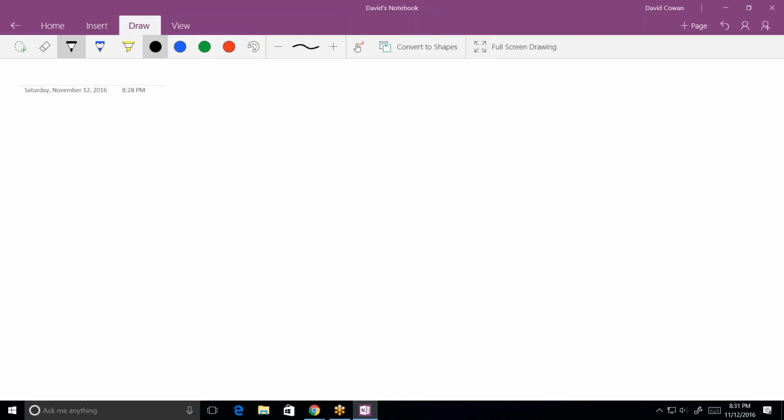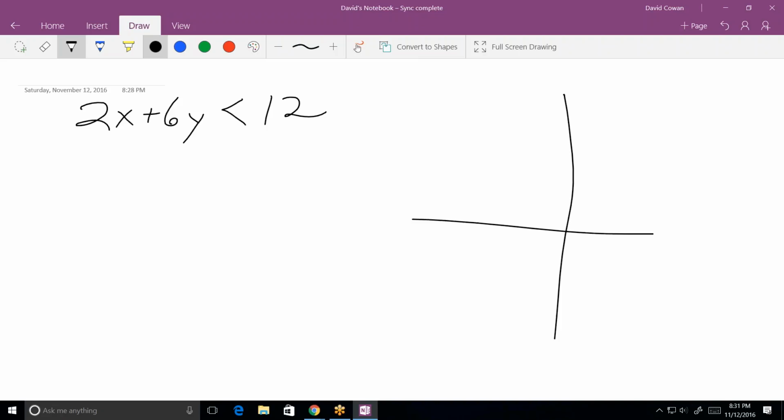Okay, 2x plus 6y is less than 12. Less than 0 or 2? 12. Okay. And we want to graph that? Yes. Okay. First thing we want to do is figure out that that's a linear inequality, and so we can graph it as a line.